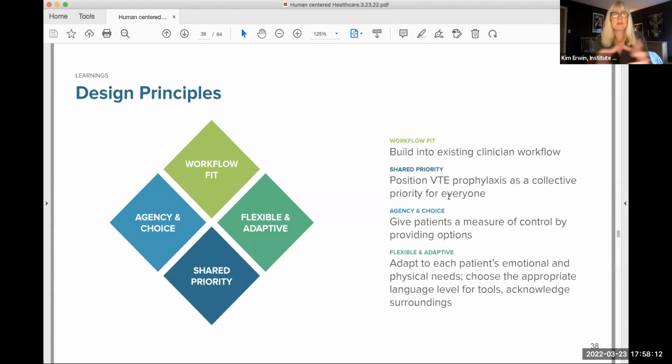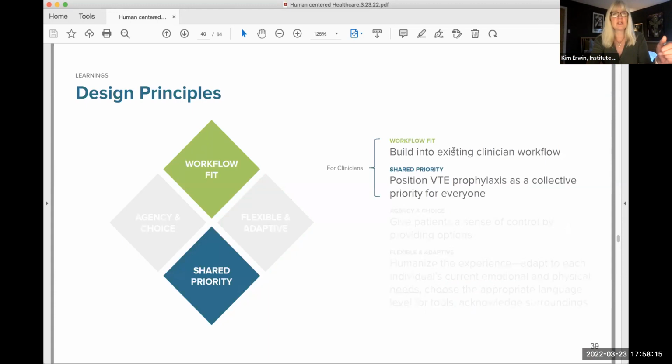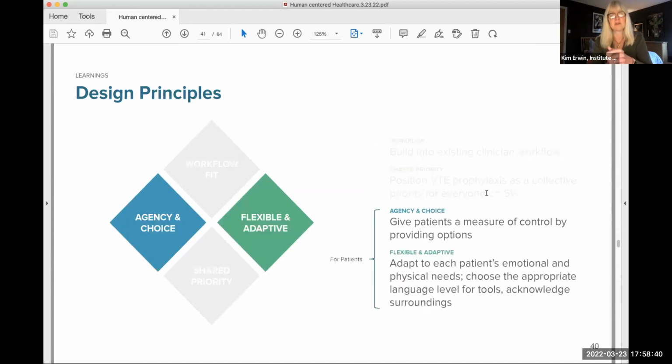So we came up with these 4 design principles. Essentially, there were 2 for clinicians. We have to build something that fits the existing clinician workflow rather than adding something brand new that was going to create burden. And we also wanted to really reposition this whole effort as a collective priority for everyone, not the nurse's job. It wasn't working having the nurses be the be all, end all of blood clot prevention. From a patient perspective, especially adolescents, we said we have to give them agency and choice.